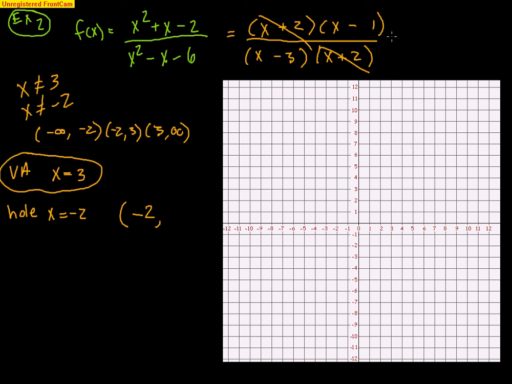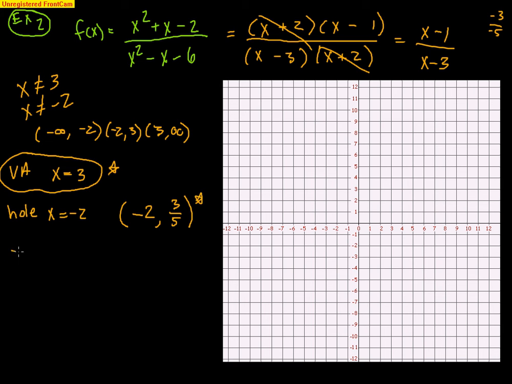How do I find where the y-coordinate is? Well, whatever didn't cancel, that's the x minus 1 and the x minus 3, whatever didn't cancel, plug negative 2 in. So if I plug negative 2 into that, I get negative 3 on top, and I get negative 5 on the bottom, which gives me 3/5. So at negative 2, 3/5 is where that hole is. Once again, it's a hole because it got removed. It's still a discontinuity. It still needs to be excluded from the domain, but it's just a different type of discontinuity. So we have a vertical asymptote, and we have a hole.